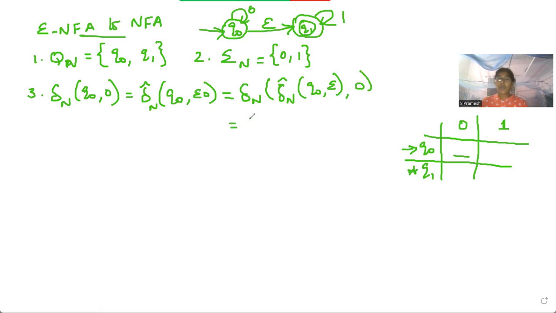Now we can rewrite this one, transition NFA of e-closure of Q0, 0. What does this mean? The output of Q0, empty string is actually Q0 only. But I have to consider it as the e-closure of Q0 here. So transition of Q0, empty string is equal to Q0 only. That is the e-closure of Q0.